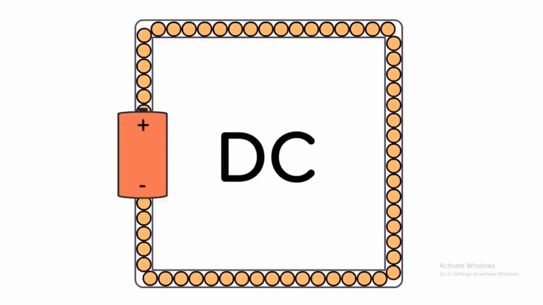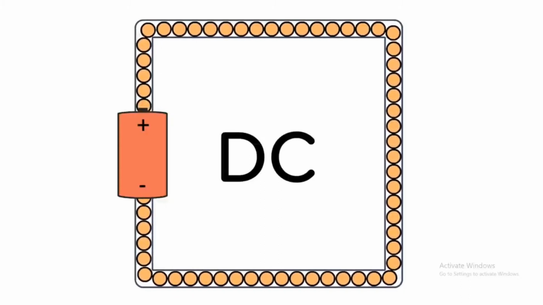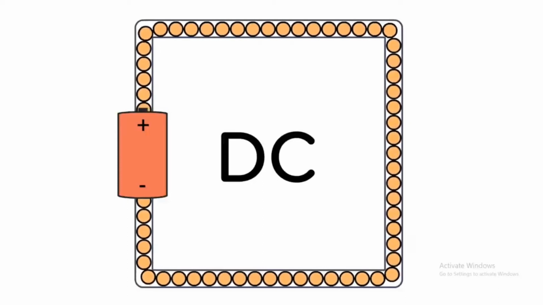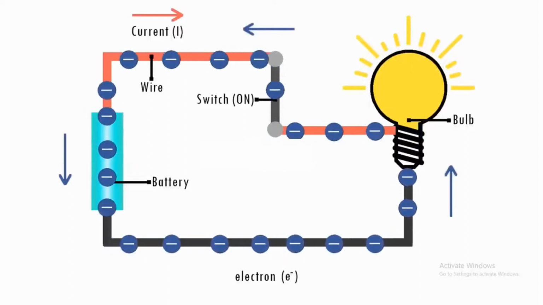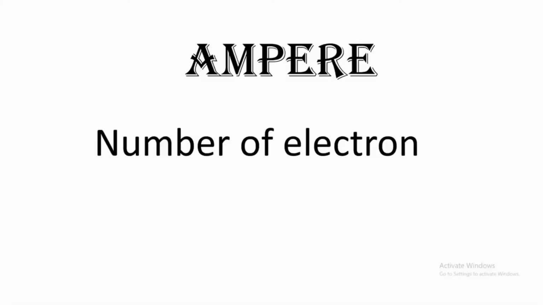You can see here in this circuit, a lot of electrons are passing through the circuit, so it means the ampere is very high. And also you can see here in this circuit, the amount of electrons is very low, so it means the ampere is low. So the number of electrons is called ampere.